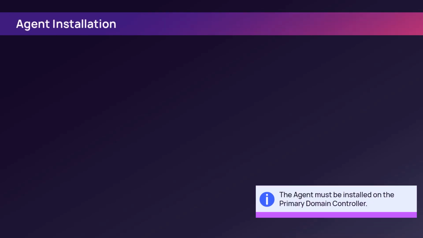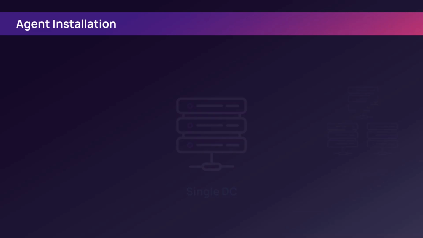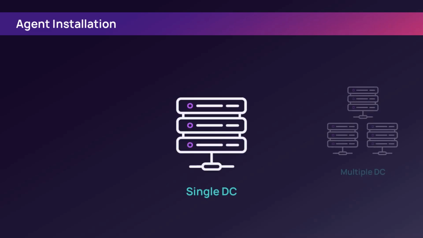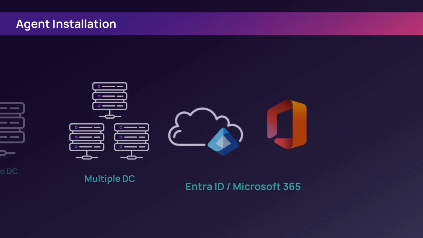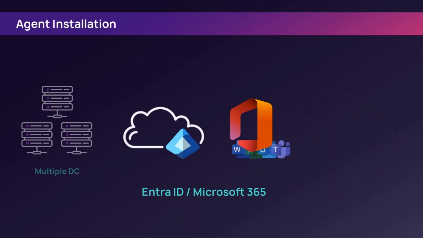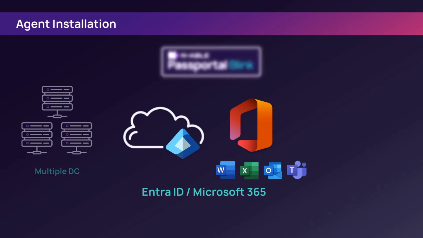The Passportal Active Directory (AD) agent can be installed in three ways. Single DC environment, when the client has only one domain controller. Multi-DC environment, when the client has multiple domain controllers. And Microsoft Entra ID or Microsoft 365 environment is used when the client does not have any domain controllers and is specifically looking to use Blink.